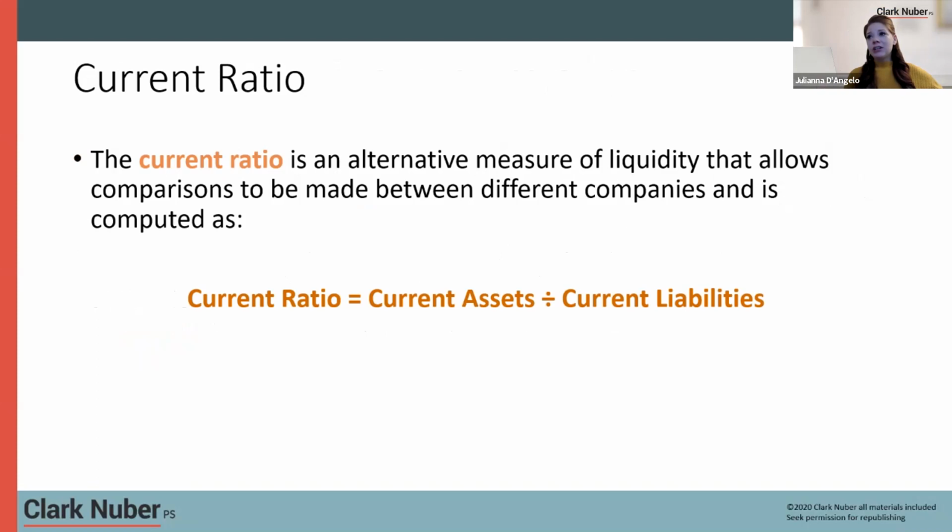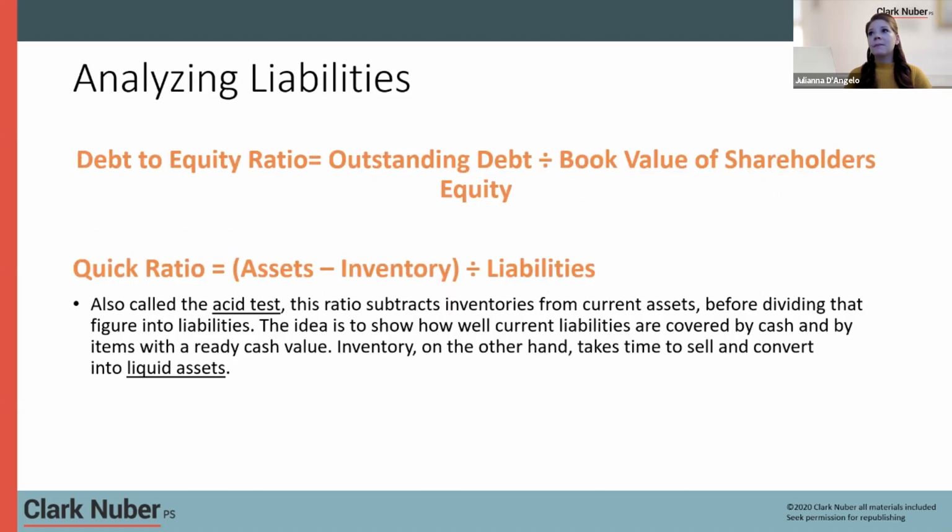And the current ratio is an alternative measure of liquidity that allows comparisons to be made between different companies, which is current assets divided by current liabilities. There's also the debt to equity ratio, which is outstanding debt divided by the book value of shareholders' equity. And the quick ratio, which is assets minus inventory, which is not as liquid as your other current assets if you have it, divided by liabilities, which is also called the acid test.